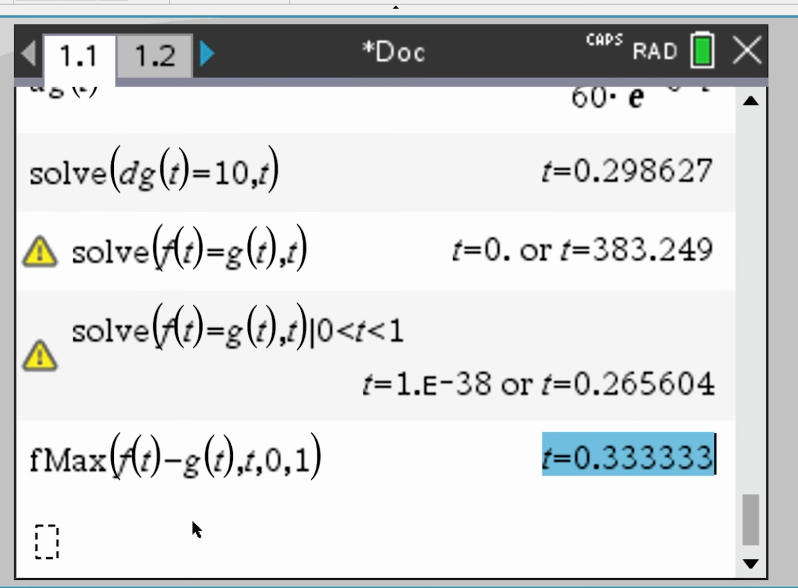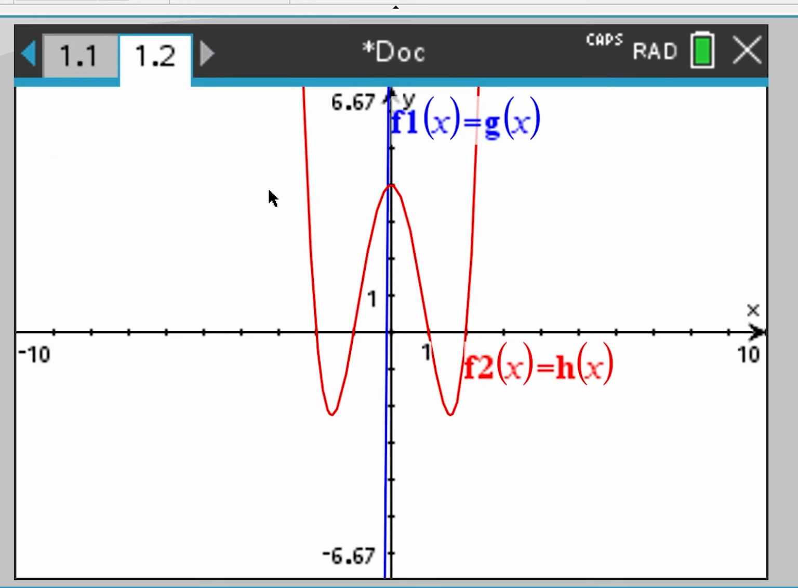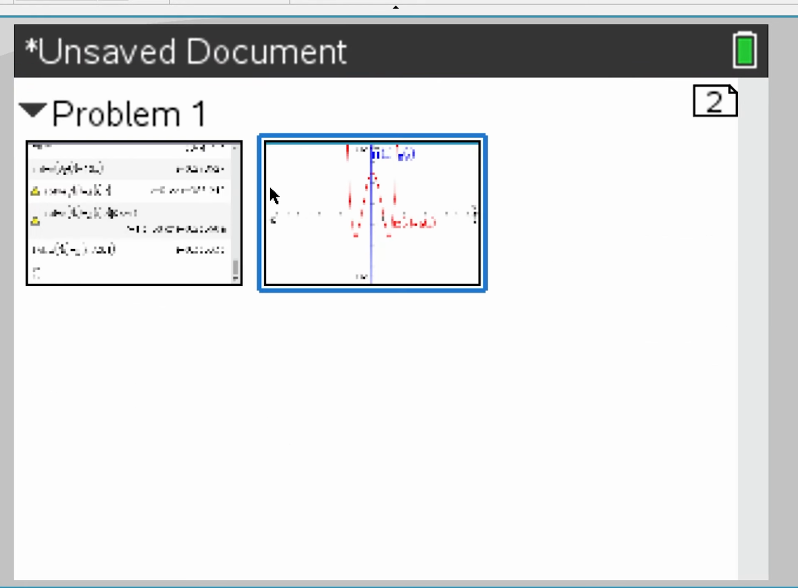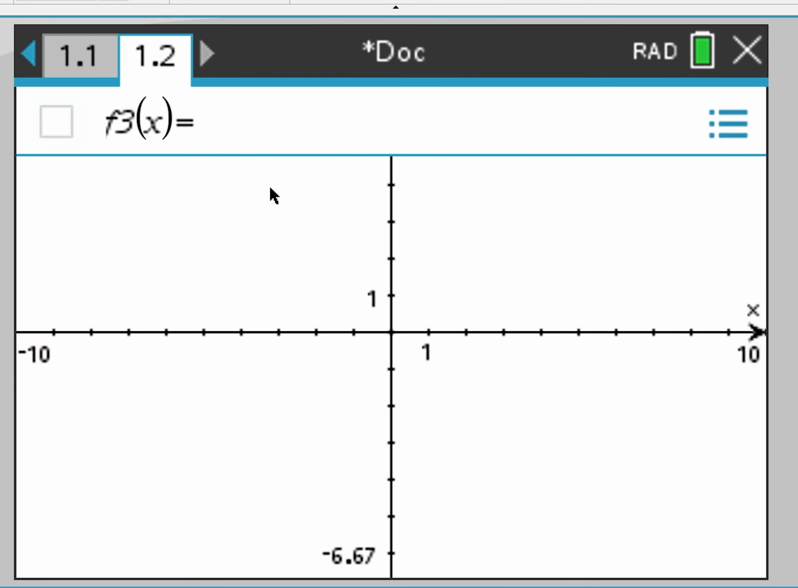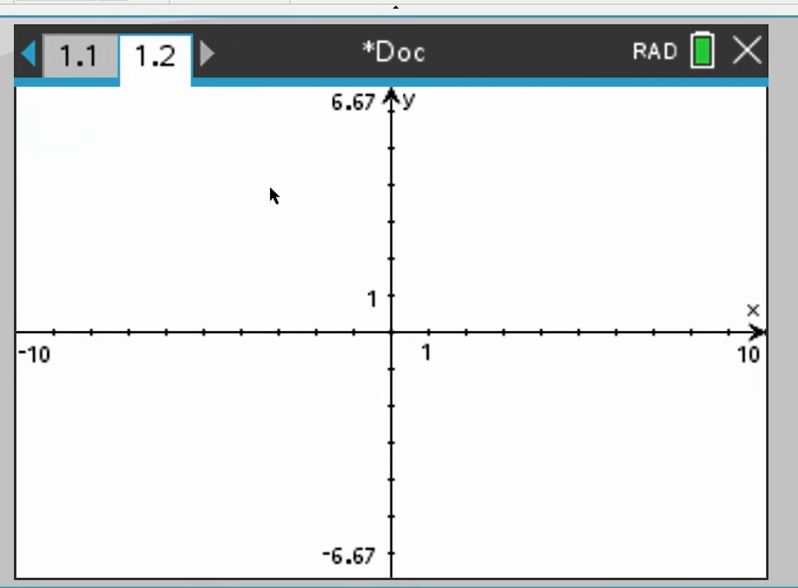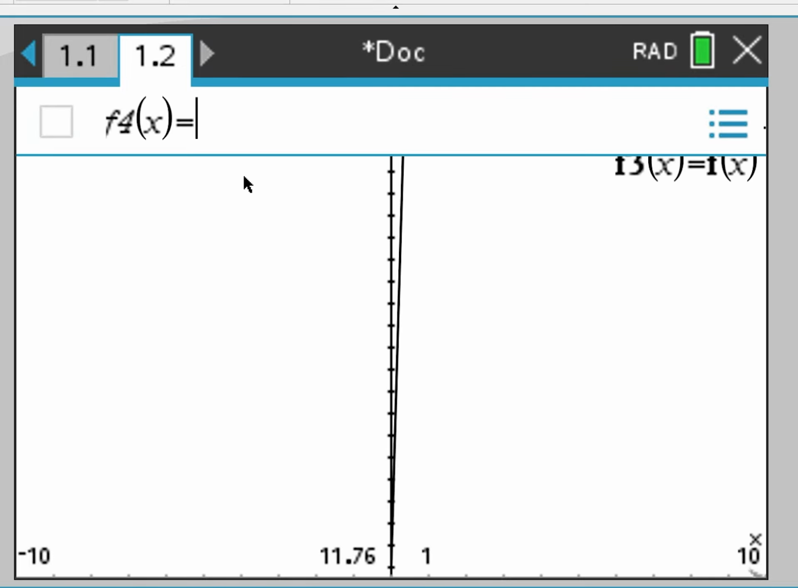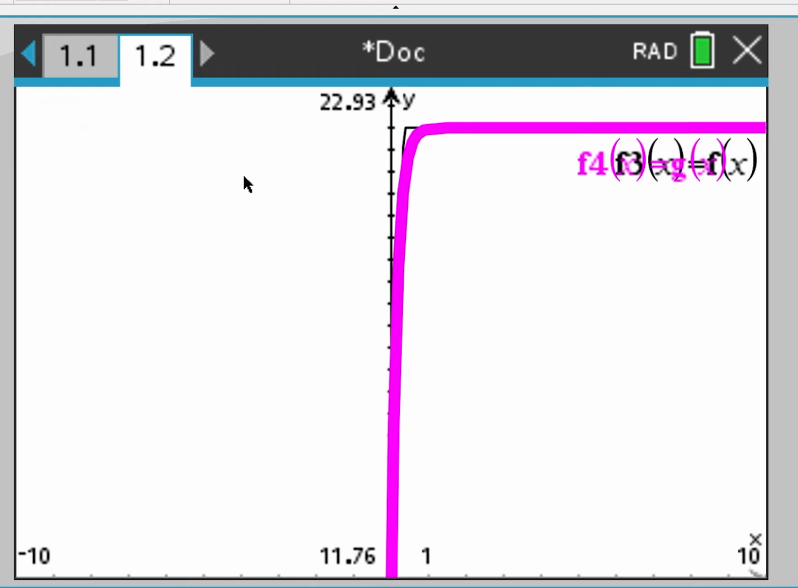So this is your answer. If I were to plot it, let's see how it looks. Curious. So we have f of x, and f of g of x.